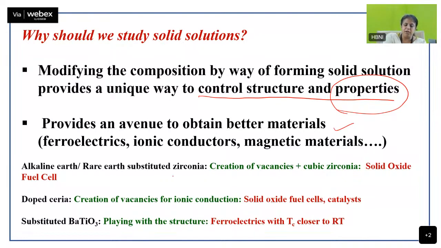For example, I have ZrO2. ZrO2 is monoclinic at room temperature. If I substitute alkaline earths, what are alkaline earths? Barium, calcium, magnesium, strontium.